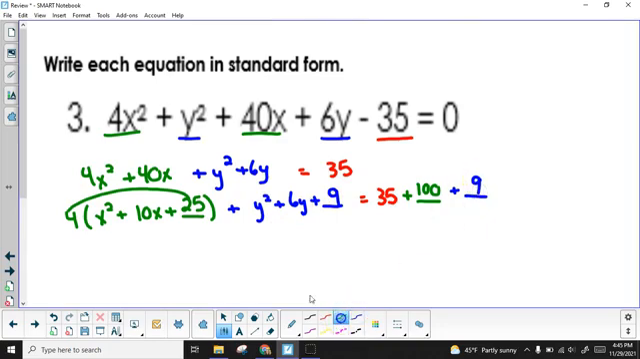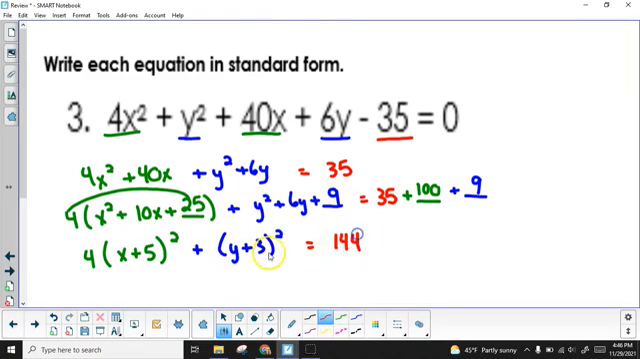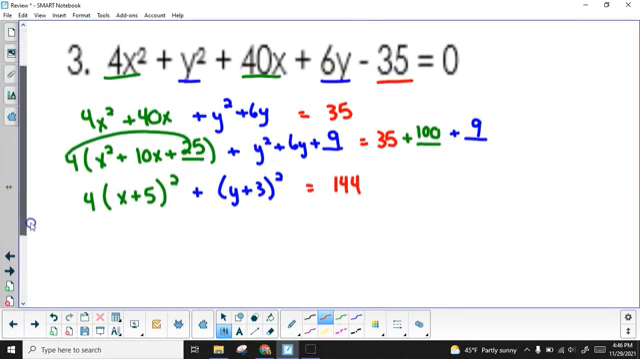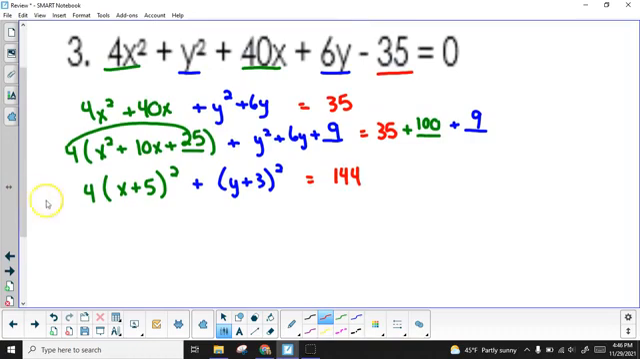Let's rewrite. This is 4 times x squared plus 10x plus 25, which is equal to the quantity x plus 5 squared. And this y squared plus 6y plus 9 is equal to the quantity y plus 3 squared. And when we add up the numbers on our right-hand side, we get 144. We've completed the square. Now we need to make it look like the right form.